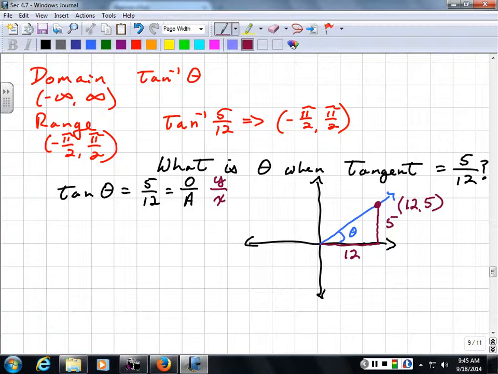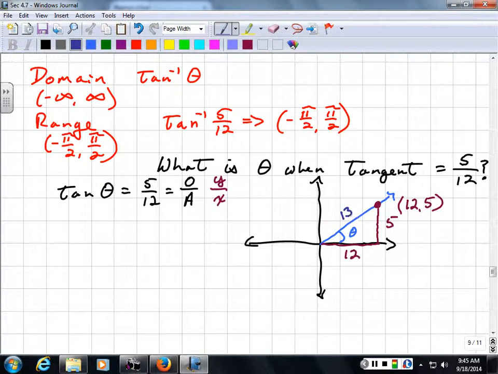What's the most common Pythagorean triple that we have? Go ahead. 3, 4, 5. This is the next most common Pythagorean triple. Caitlin, what is it? Thank you. Guys, speak up. 5, 12, 13. Since this is a Pythagorean triple, I know this is going to be 13.